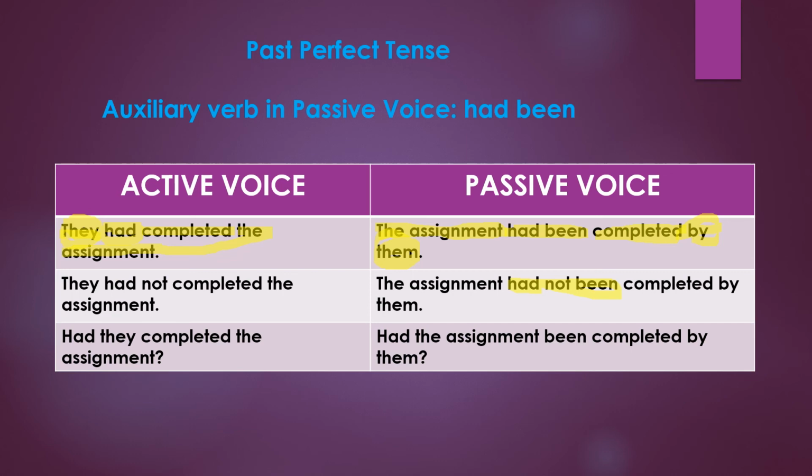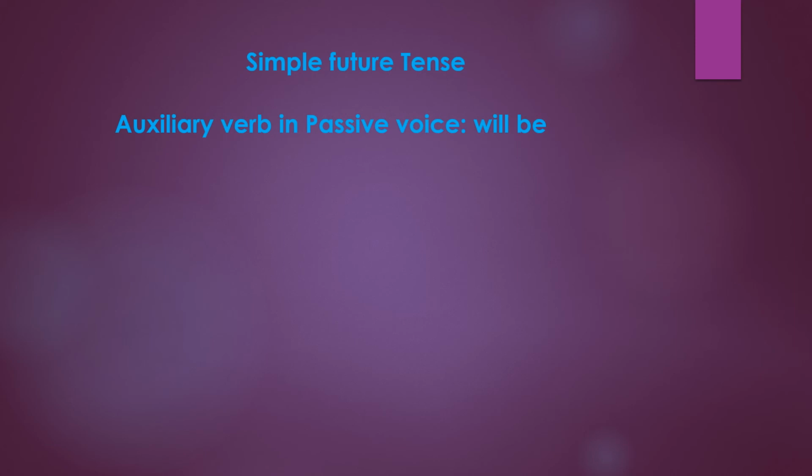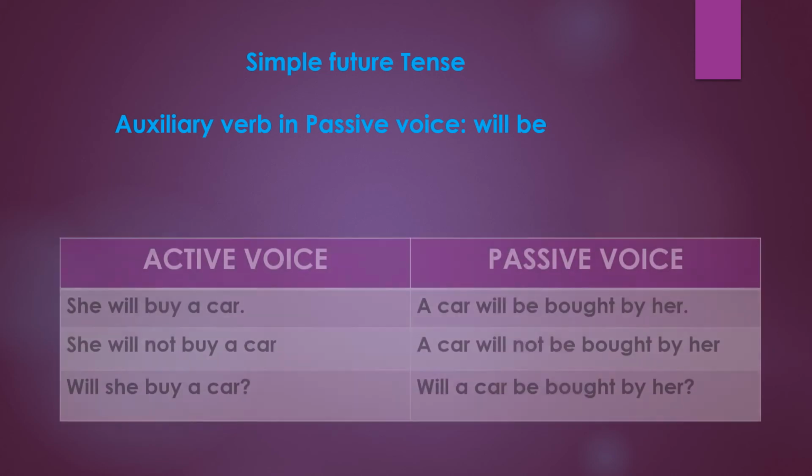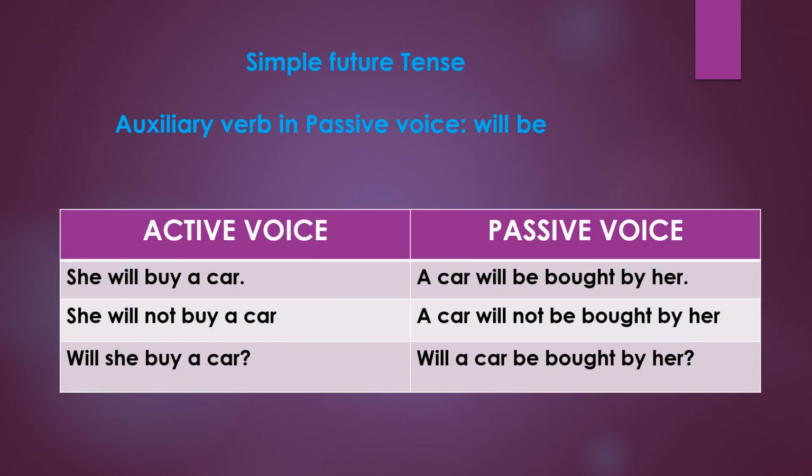Okay, so we have already studied the use of interrogative auxiliary verbs. Now, let us check with the simple future tense. The auxiliary verb we need to use for simple future tense in passive voice will be "will be". Now, in active voice: she will buy a car. So it is clear that this is simple future tense.